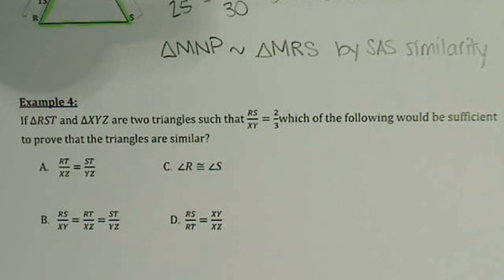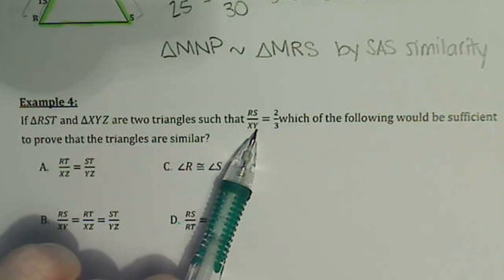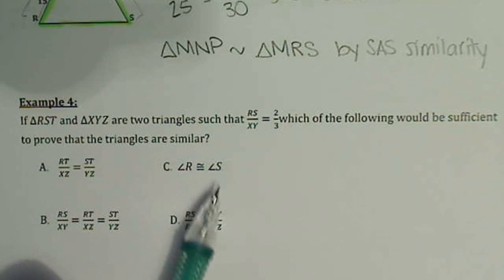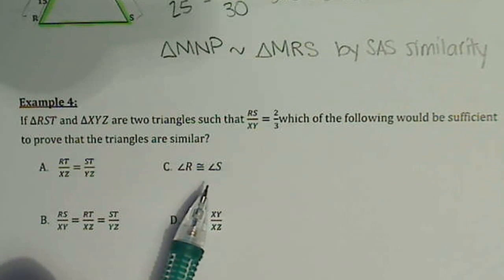multiple choice. Okay, we know that we have two triangles, and we know that RS is 2 and XY is 3. That's their ratio. Which of the following would be sufficient to prove that the triangles are similar? Think about our 3 theorems. For angle, we need 2 angles. I have a ratio of one side, and, oh, there's one angle pair. That doesn't work.